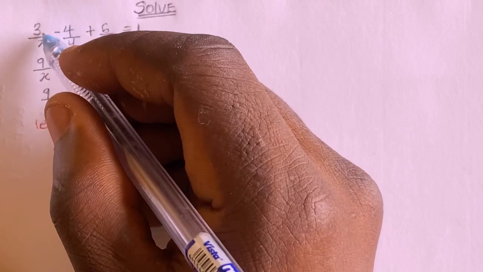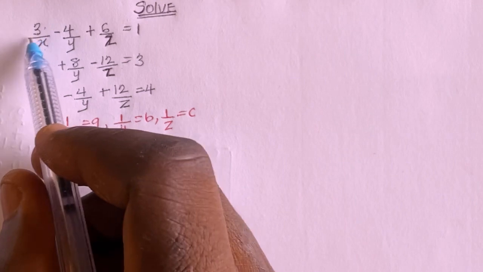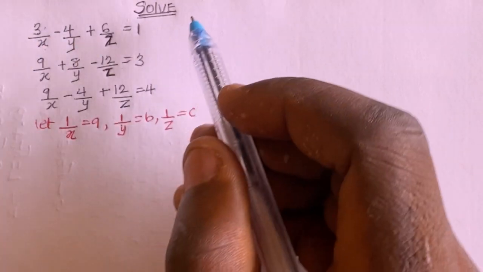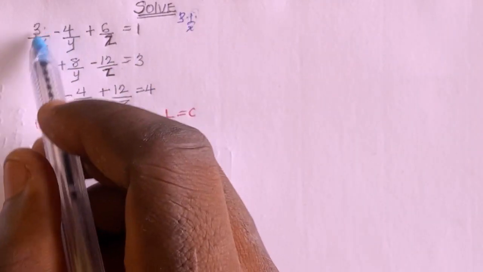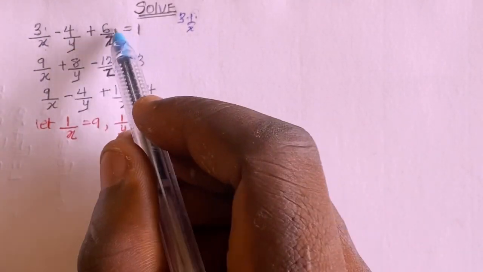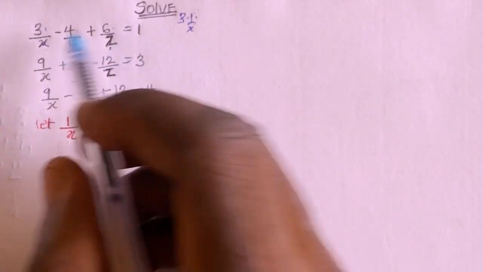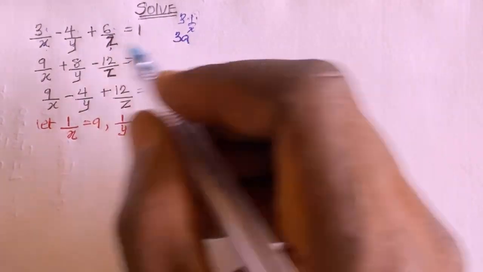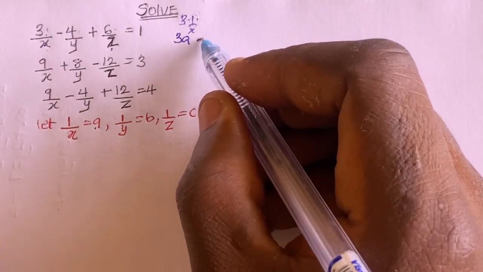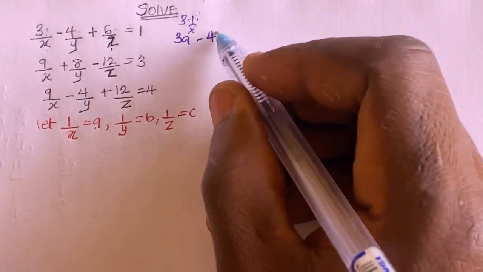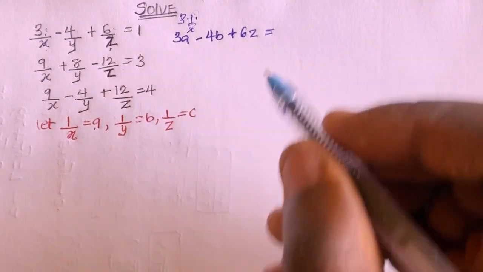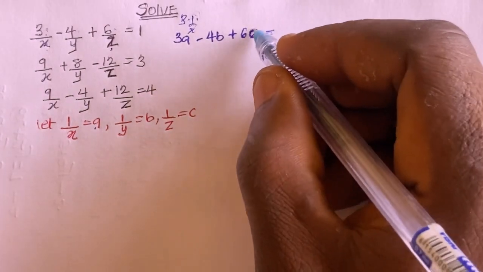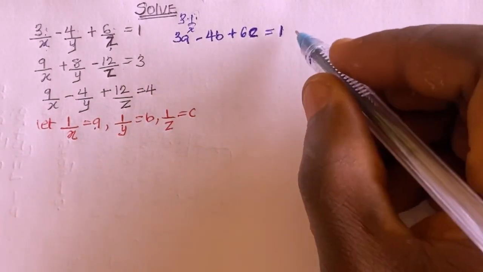c. This 3 divided by x is 3 multiplied by 1 over x, right? So looking at this, this is 1 over x, 1 over y, and also 1 over z. So here I'm going to have 3a, since 1 over x is a, then minus 4b, then plus 6z, no, sorry, plus 6c. Exactly, I said let z be c, equals to 1, that's equation 1.